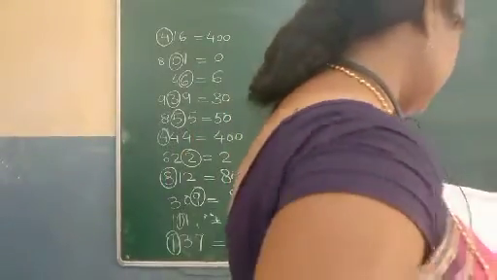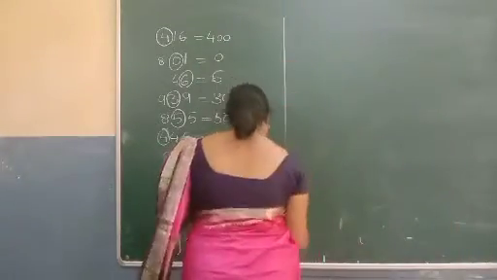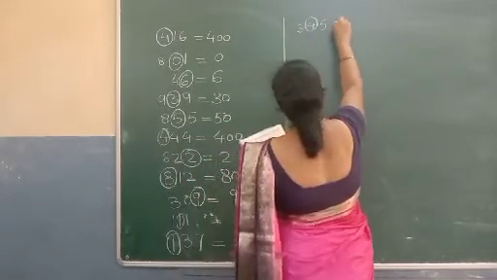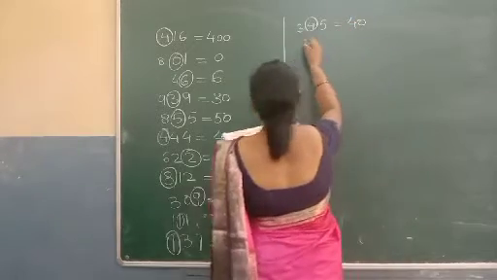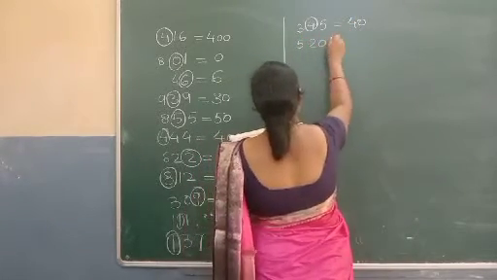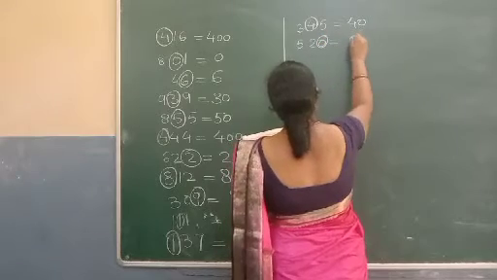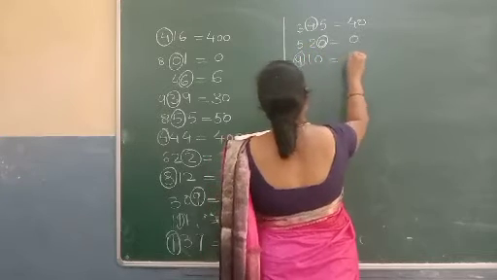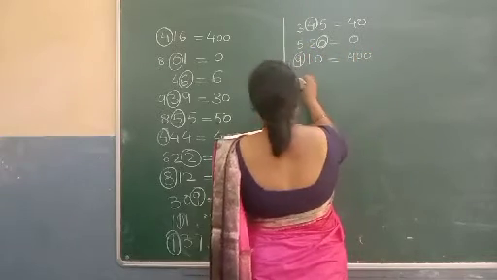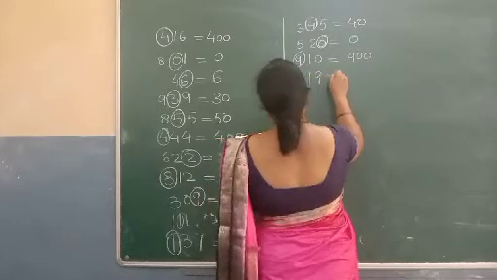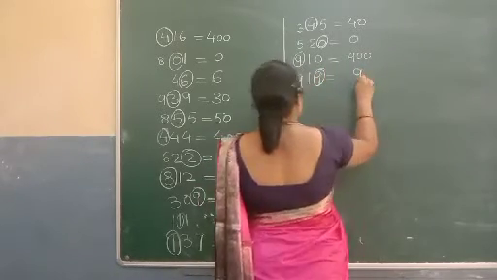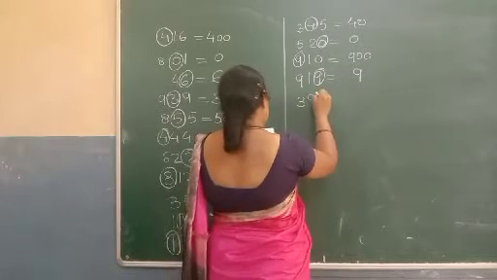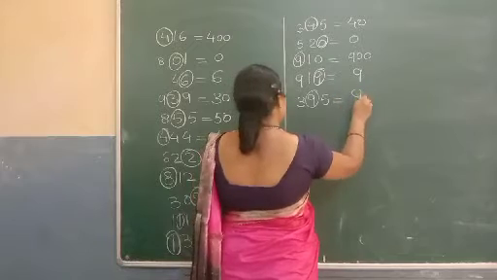Now next, 345. Place value of 4 is 40. 520. Place value of 0 is 0. 910. Place value of 9 is 900. 919. Place value of 9, only you can write here 9. 395. Place value of 9 is 90.